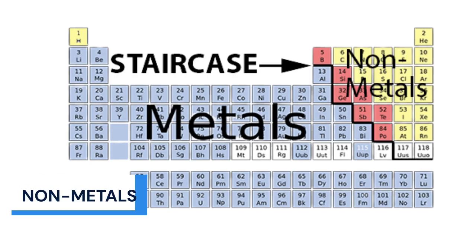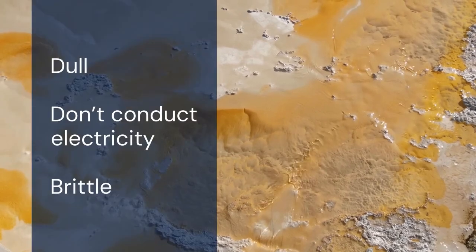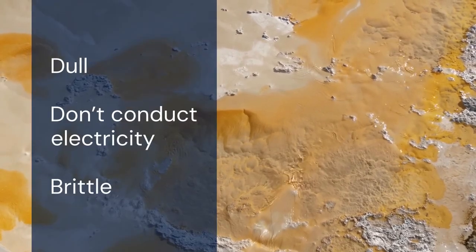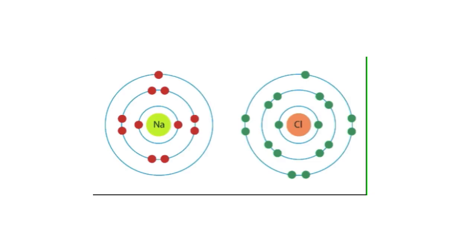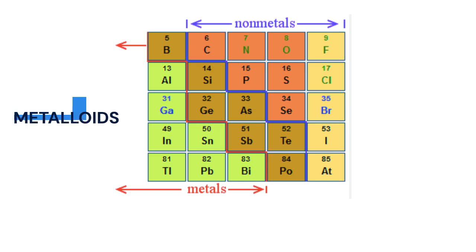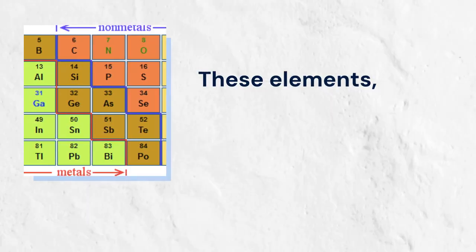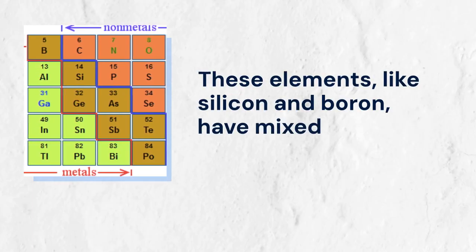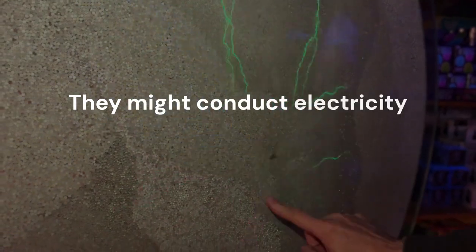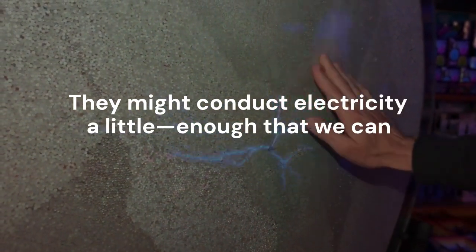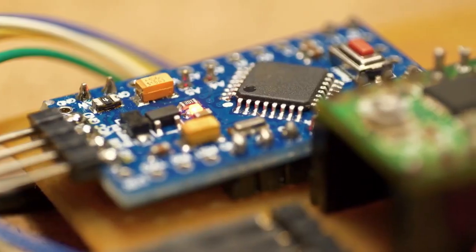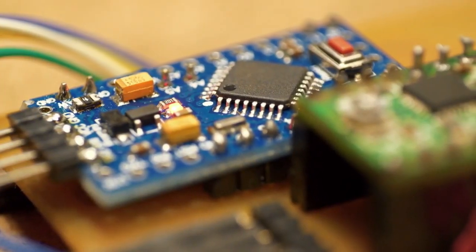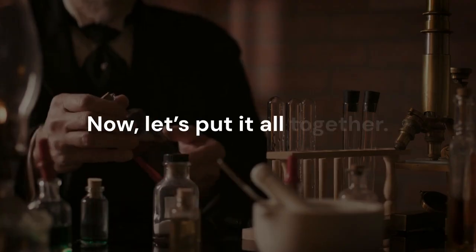Nonmetals are on the right side. They're often dull, don't conduct electricity well, and can be brittle if solid. Think of sulfur or phosphorus. Nonmetals tend to gain or share electrons when they react. Then there are the metalloids, which sit along the zigzag line between metals and nonmetals. These elements, like silicon and boron, have mixed traits. They might conduct electricity a little, enough that we can control it. That's why they're used in computer chips and electronics. They're semiconductors.